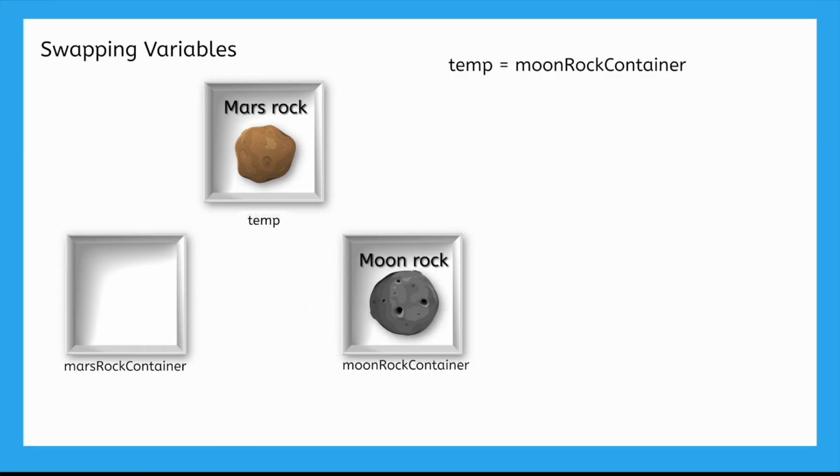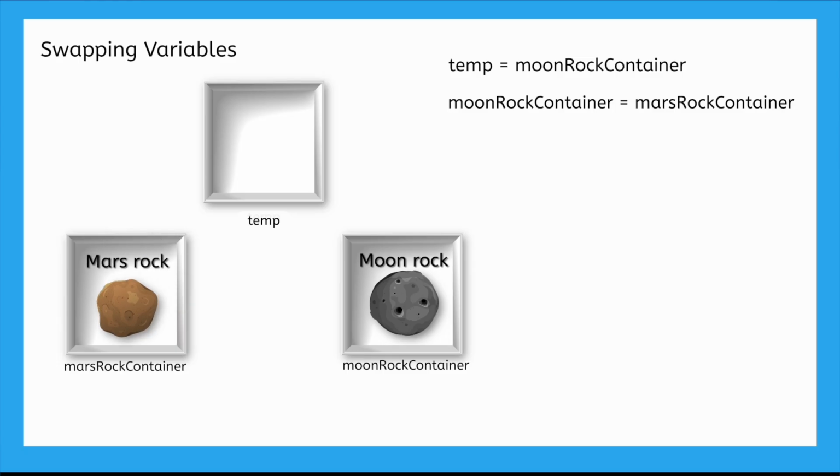Now we can move the item in the Mars Rock container to the Moon Rock container. In code, it looks like this. MoonRockContainer gets the value of MarsRockContainer. And finally, we put the rock from temp into the Mars Rock container. In code, it looks like this. MarsRockContainer gets the value of temp. After these steps, the rocks have been swapped. MarsRockContainer now holds the Mars Rock, and MoonRockContainer now holds the Moon Rock.